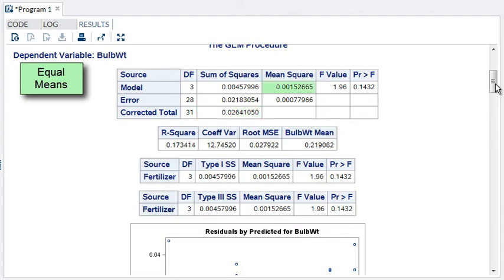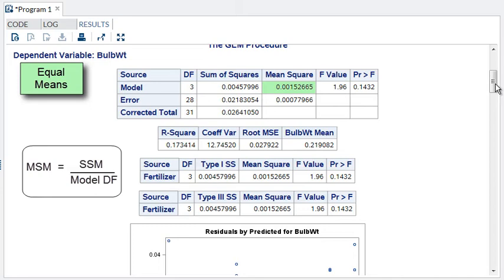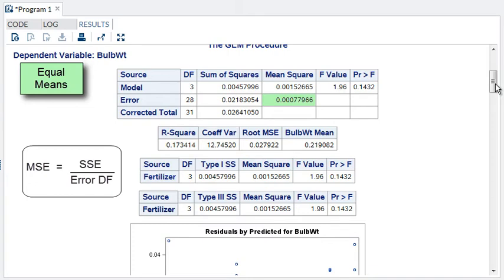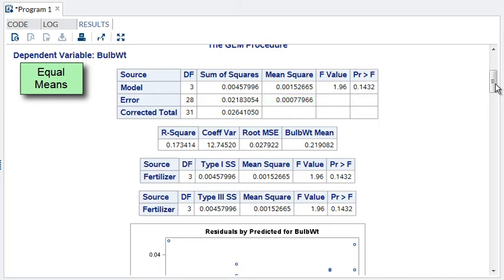The mean square model is 0.0015. SAS calculates this by dividing the model sum of squares by the model degrees of freedom, which gives you the average sum of squares for the model. The mean square error is 0.00078, which is an estimate of the population variance. SAS calculates this by dividing the error sum of squares by the error degrees of freedom, which gives you the average sum of squares for the error. SAS calculates the F statistic by dividing the MSM by the MSE. The F statistic is 1.96.